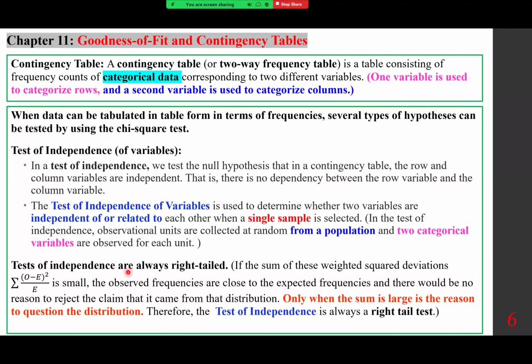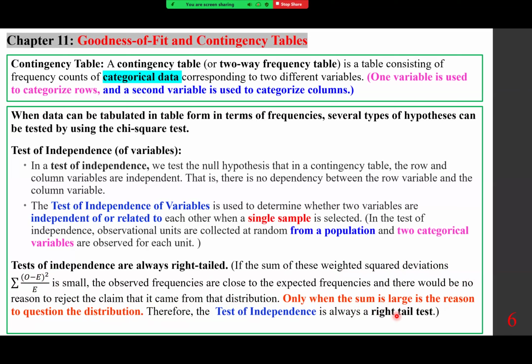Tests of independence are always right-tail tests. If the sum of these weighted squared deviation, summation of O minus E quantity squared over E, just like multinomial, is small, the observed frequencies are close to the expected frequencies, and there would be no reason to reject the claim that it came from that distribution. Only when the sum is large is the reason to question the distribution. Therefore, the test of independence is always right-tail test.